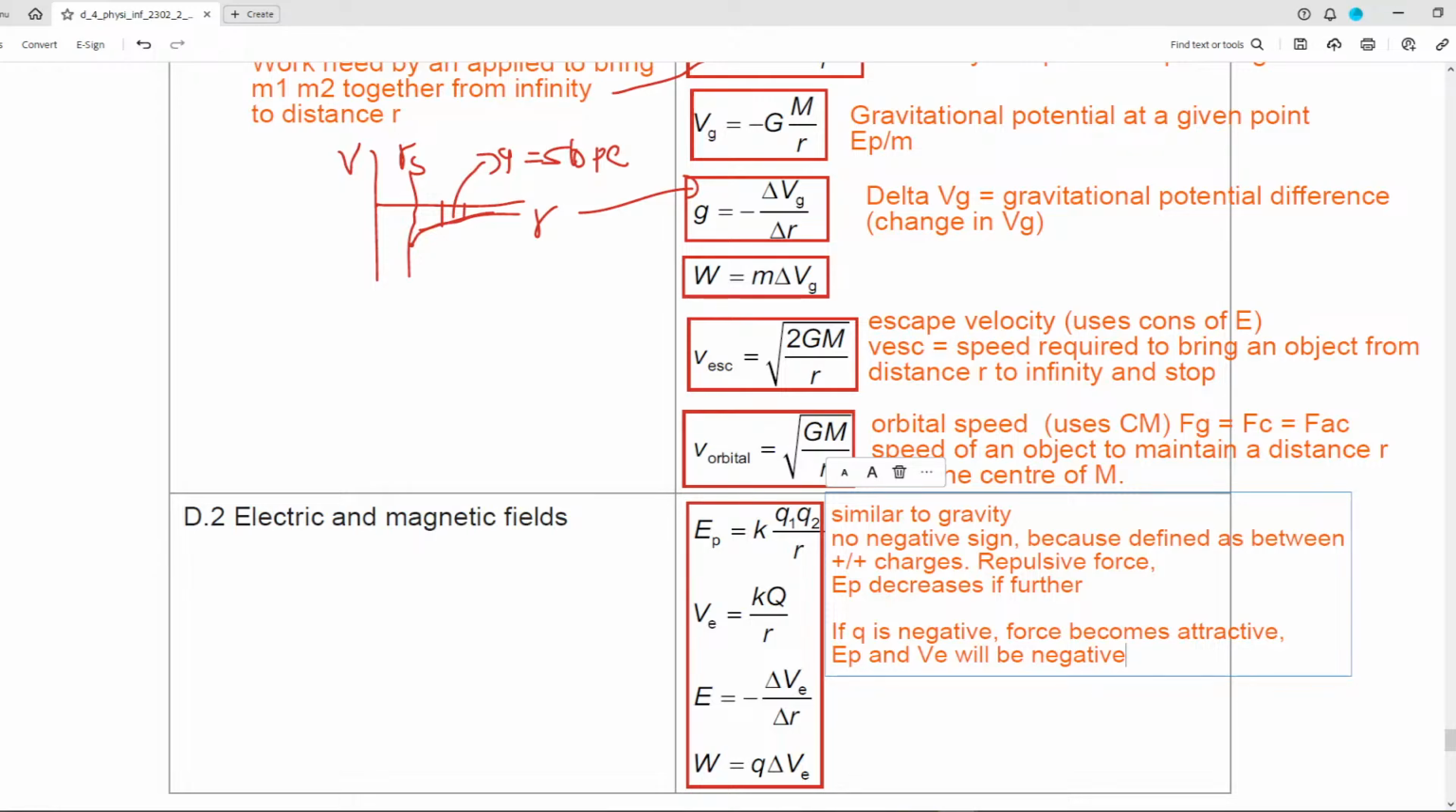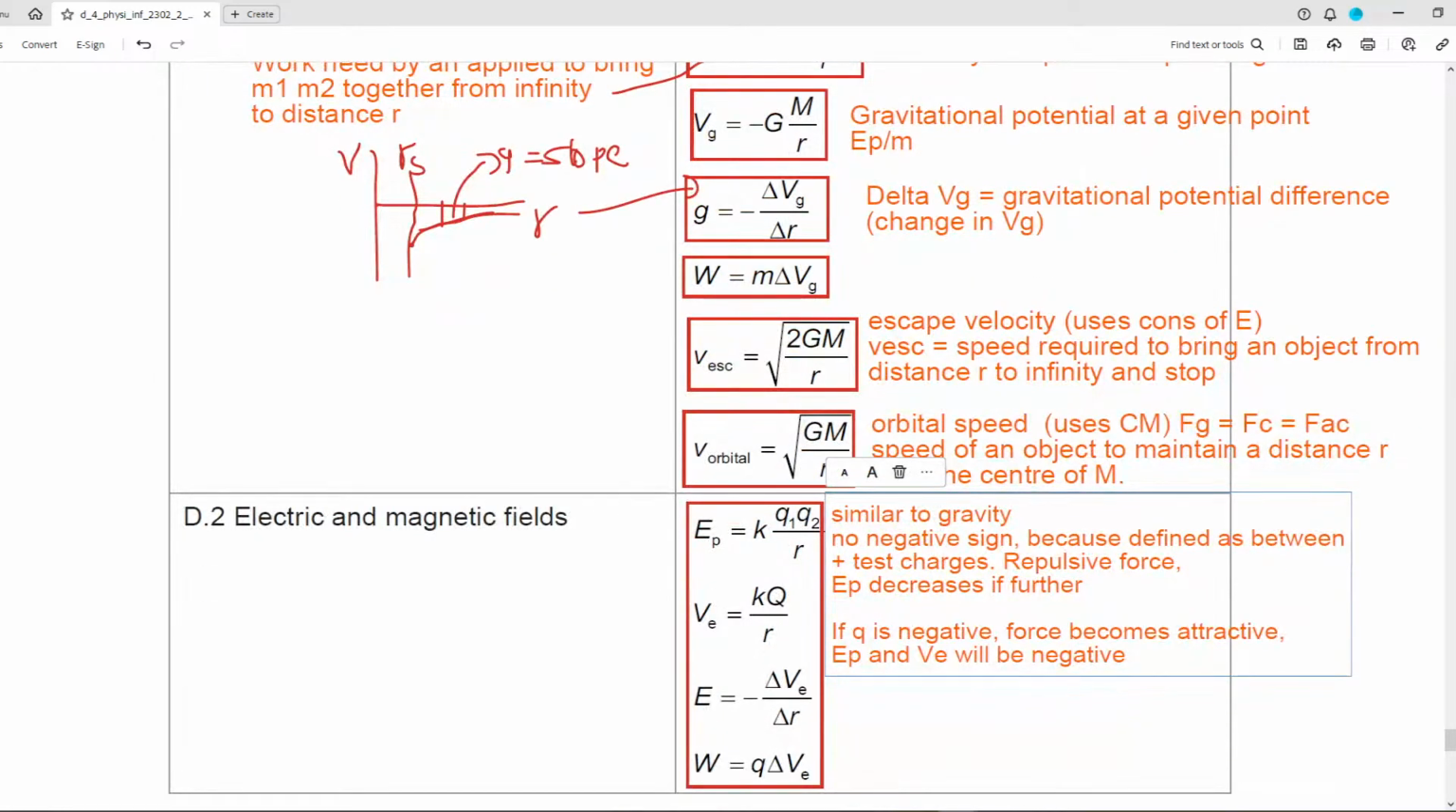For a positive test charge, there is a repulsive force. So if a source is negative, it will become attractive. You'll behave exactly like gravity.